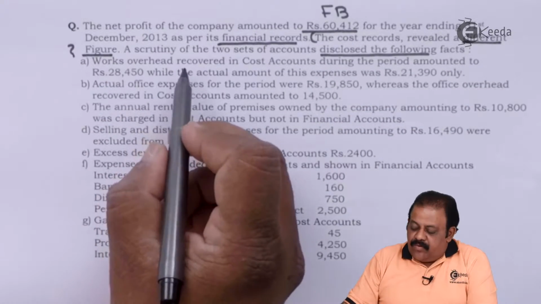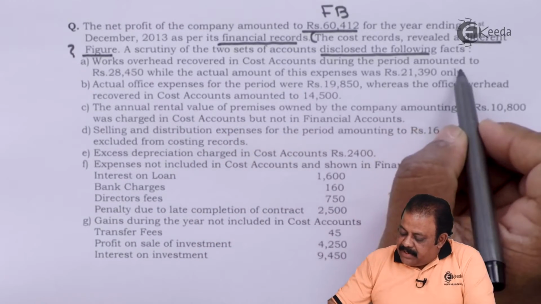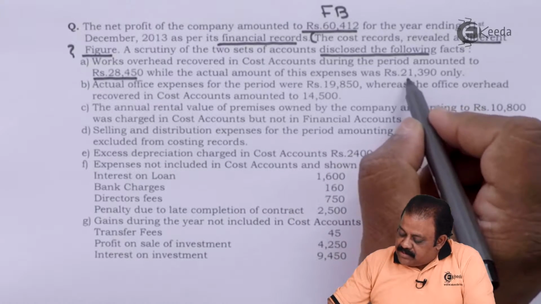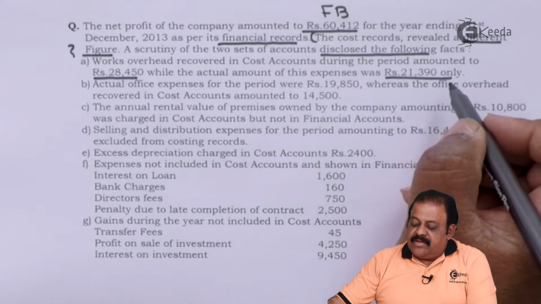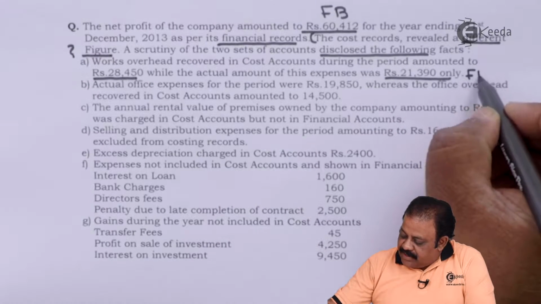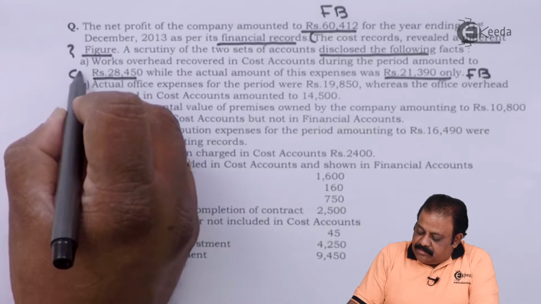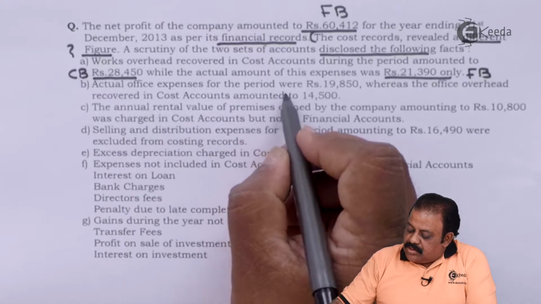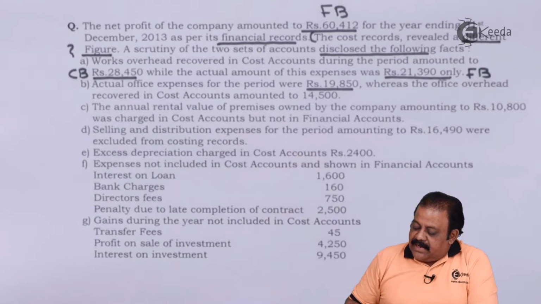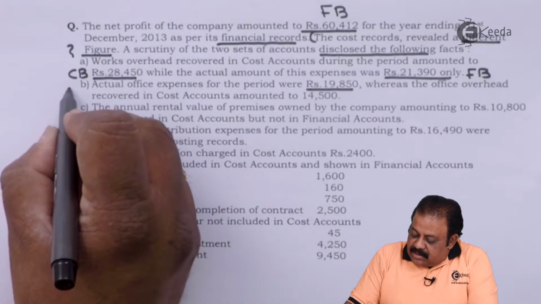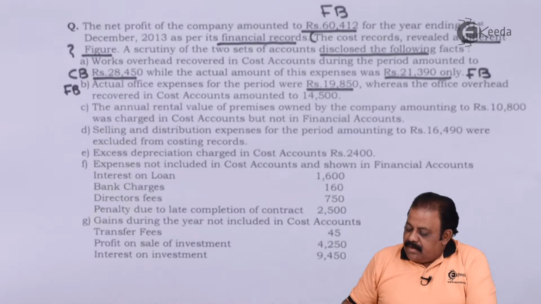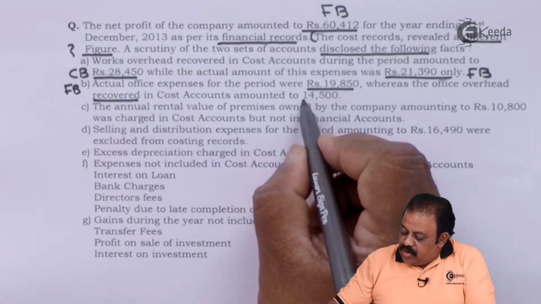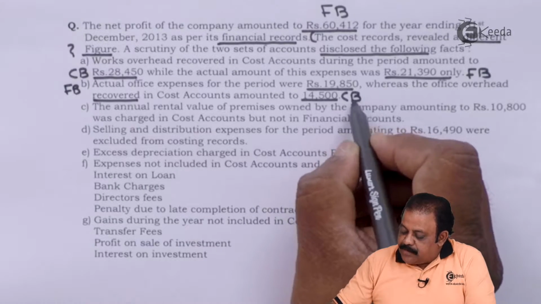Works overheads, factory overheads recovered in cost account during the period amounted to 28,450, while the actual amount of this expense in financial book was 21,390. So this is as per financial book. This amount is as per cost book. Actual office expenses, administration overheads for the period were rupees 19,850. So this is the figure as per financial book, where office overheads recovered in cost account were rupees 14,500. This is as per cost book.